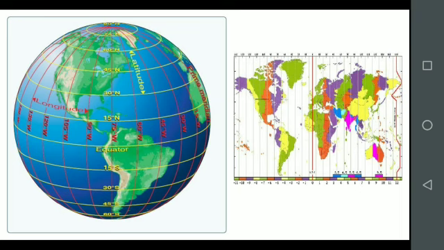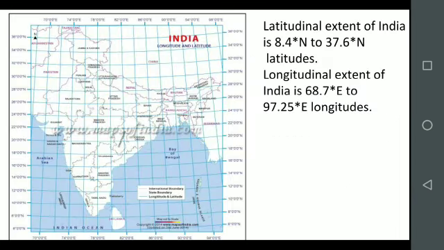Now the network of latitudes and longitudes helps us to locate places on the map. Let's take an example of India here. As you move your eyes from bottom to top, you can make out the latitudinal and longitudinal extent of our country. So let's understand that.